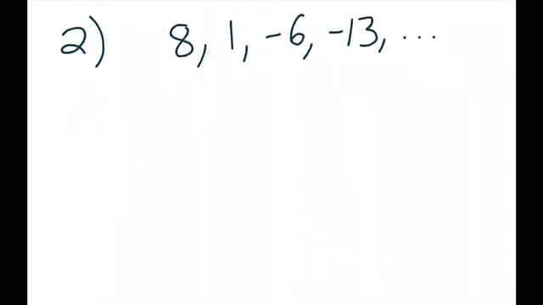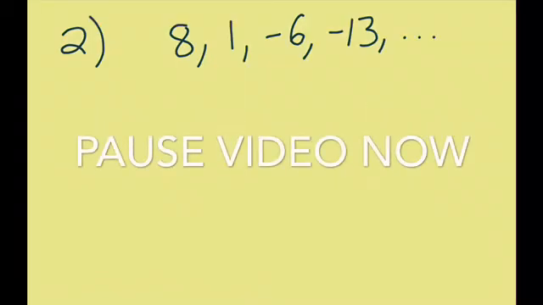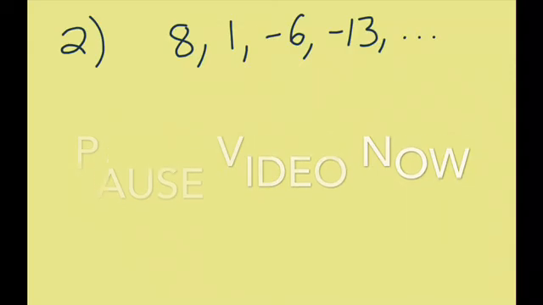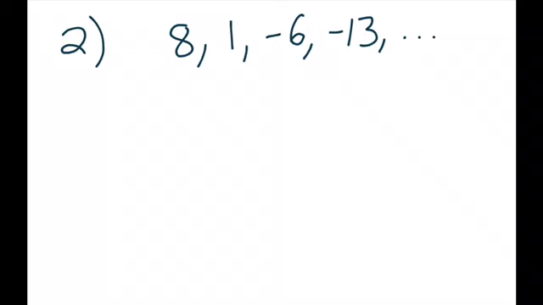Okay, here's number 2. I'm going to have you copy that down, and then I'm going to give you about 2 minutes to do that problem on your own, maybe a minute. So first of all, we had to figure out what D was and a sub 1. D is negative 7, and a sub 1 is 8.